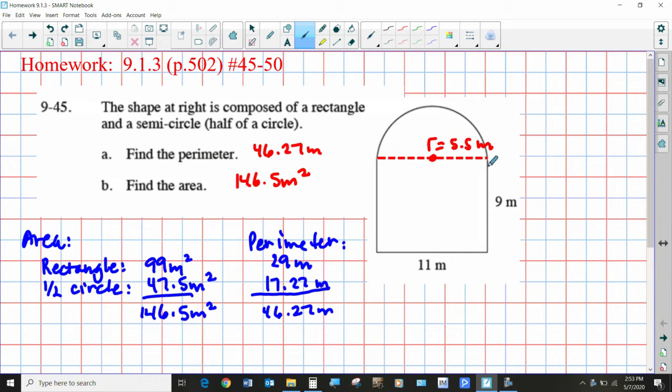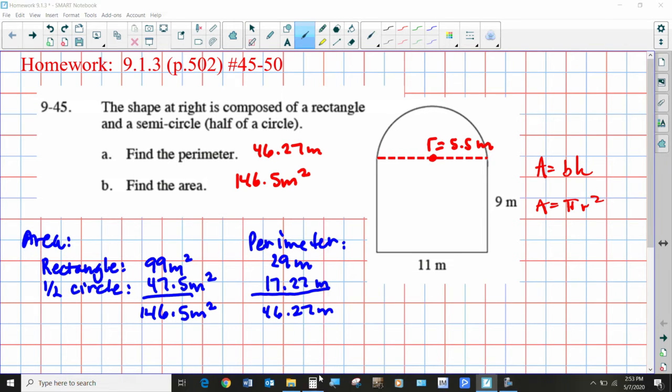So here we've got the dimensions of this rectangle are 9 by 11. To find the area of the rectangle, you just multiply base times height. And for the circle part, the area would be pi times the radius squared, but that is not an entire circle. That's only half of a circle. So 9 times 11, 99 square meters. That's pretty straightforward. And then the half circle would be half of whatever pi times the radius squared is.